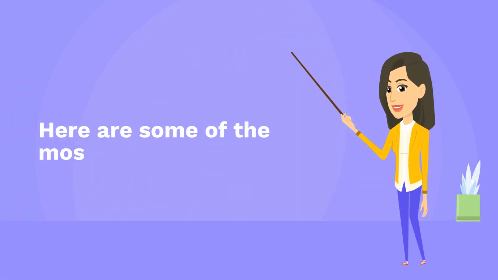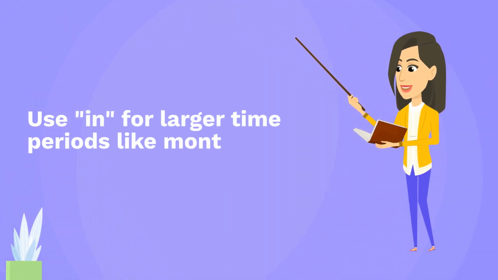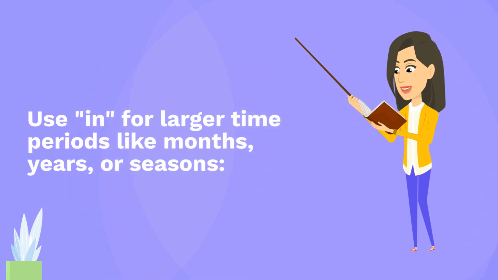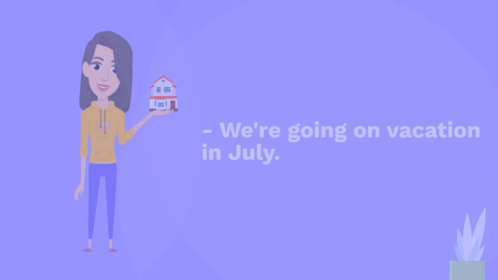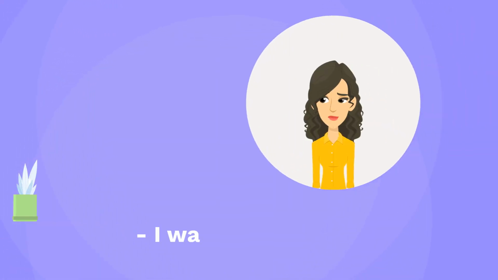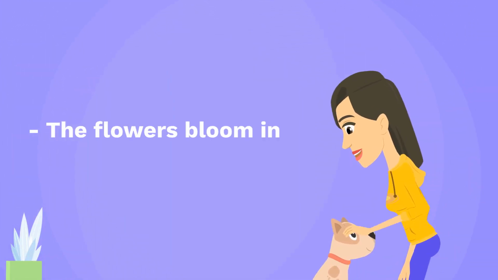Here are some of the most common. Use in for larger time periods like months, years, or seasons. We're going on vacation in July. I was born in 1992. The flowers bloom in spring.